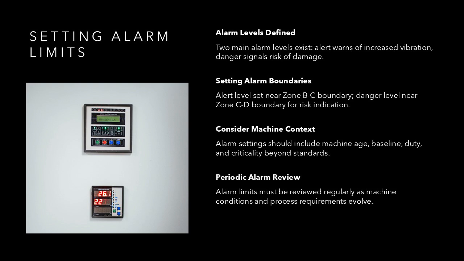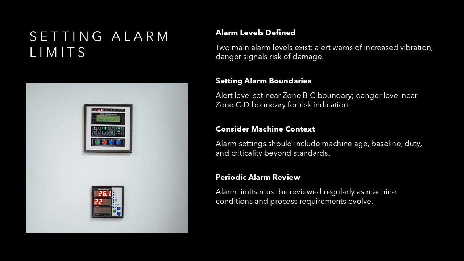In most industrial applications, two primary alarm levels are defined: an alert, or warning, level and a danger, or trip, level. The alert level is commonly set near the boundary between Zone B and Zone C, indicating that vibration has increased beyond normal and investigation is required. The danger level is often set near the boundary between Zone C and Zone D, signaling an unacceptable risk of damage.